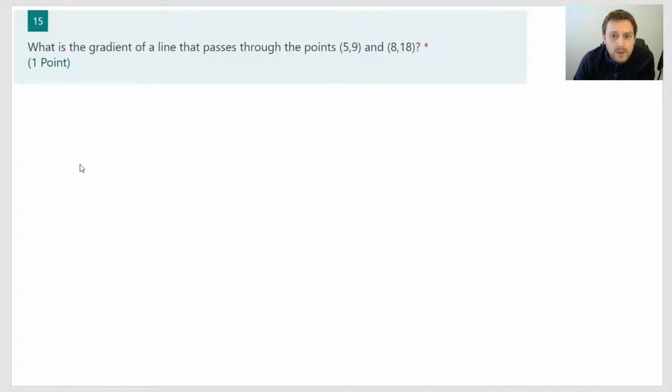Number 15, what's the gradient of a line that passes through these two coordinates? Right, so this is where it starts to get a bit trickier, and where if you hadn't done those extra Hegarty tasks that were set towards the middle to the end of last week, you would have struggled with these questions. But again, I will point out, I have been available on Teams and through email the whole time.